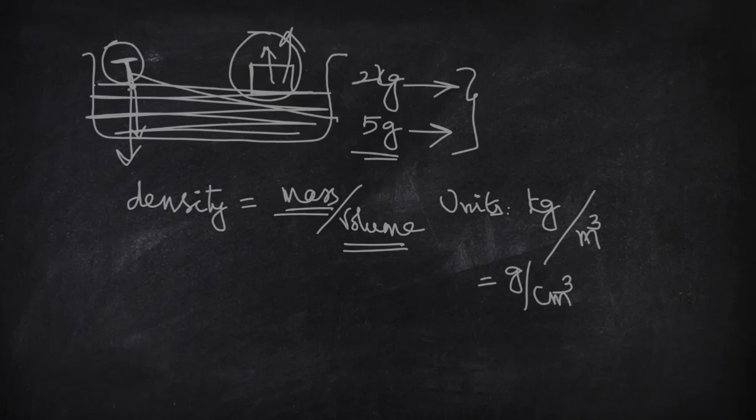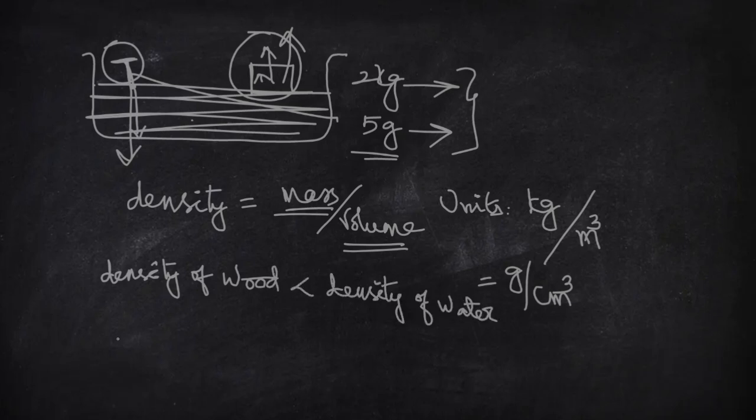Why is this nail sinking? Why is this wooden block floating? It means the density of wood is always less than the density of water. The density of this iron nail, iron, is greater than the density of water.